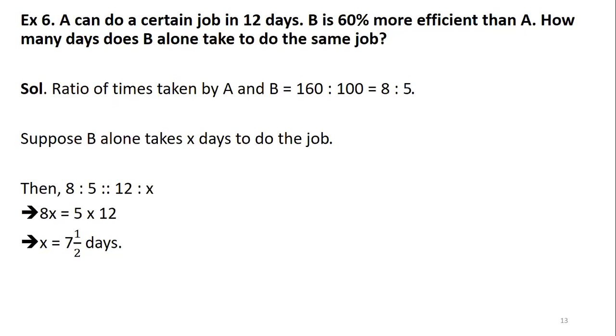So A takes 12 days to complete the work and B takes X days to complete the work. So the ratio of the number of days taken, or time ratio, is 8 is to 5. That is 12 is to X. So X is 7.5 days.